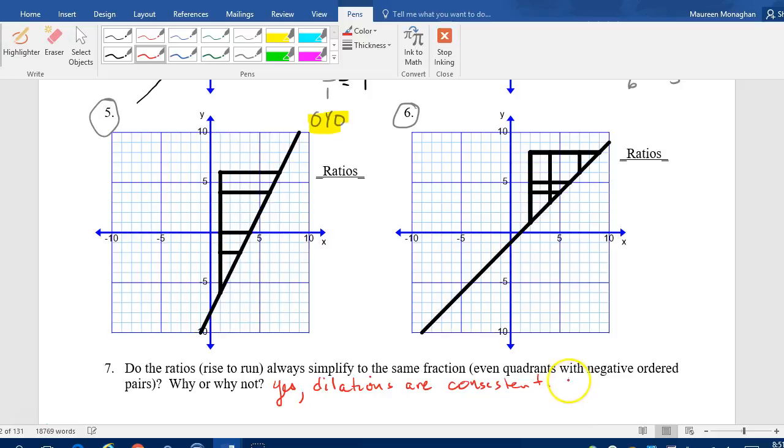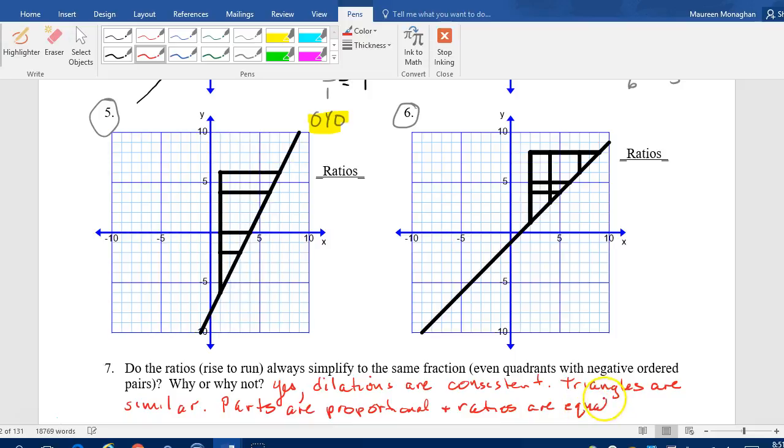And this tells us that the triangles are similar. And you'll learn more about this in geometry. Similar means the parts are proportional, and the ratios are equal. And what that means with the parts are proportional is you saw that happening. It was 5 over 15, 4 over 12. Those parts would be proportional.